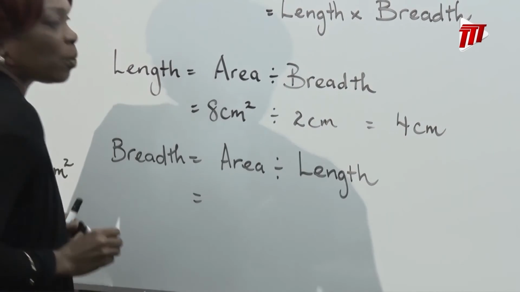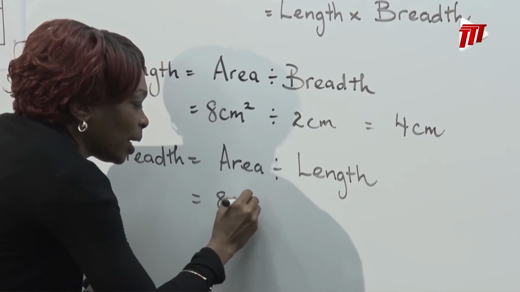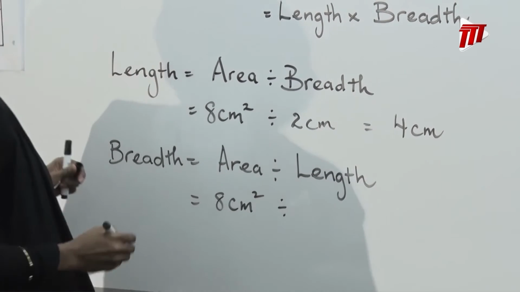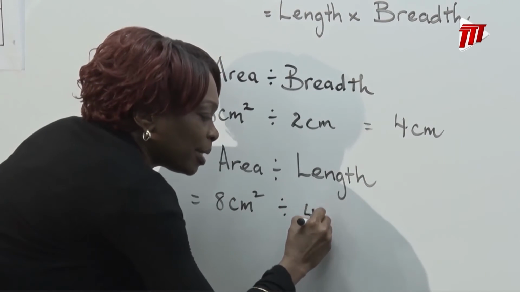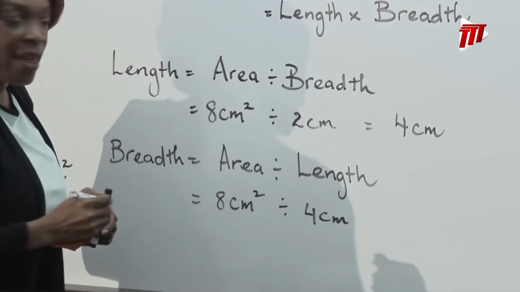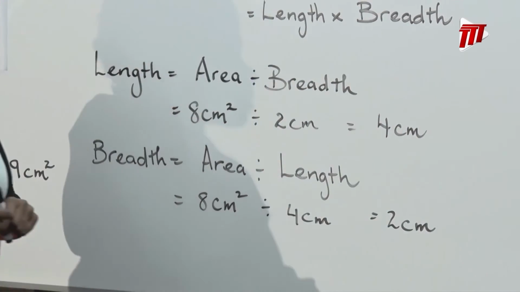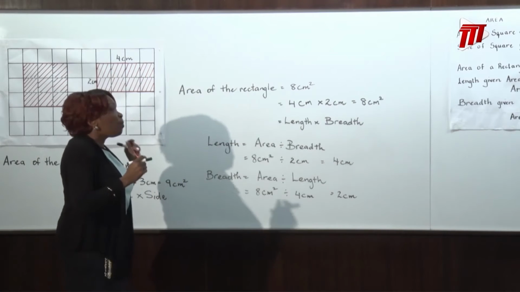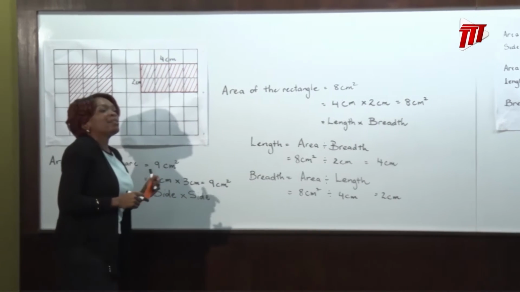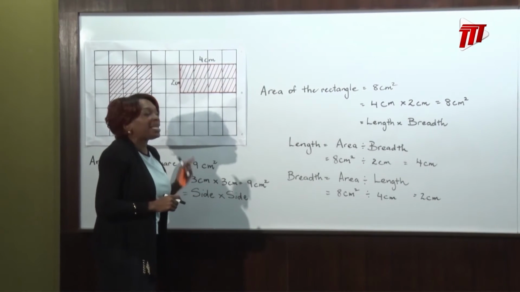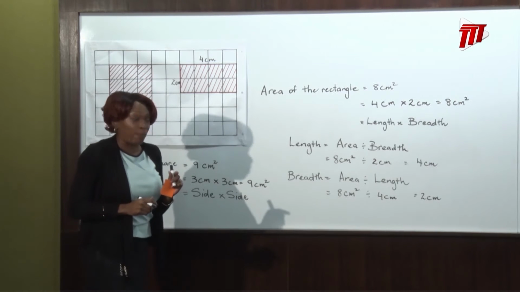And that is going to give us what? We have the 8 centimeters squared divided by what? The 4 centimeters this time, because that's the length. And what are we going to get? 2 centimeters. Children, are you seeing it? So we can go forward or backward. So remember that. To find the area of a rectangle, we say length multiplied by breadth.